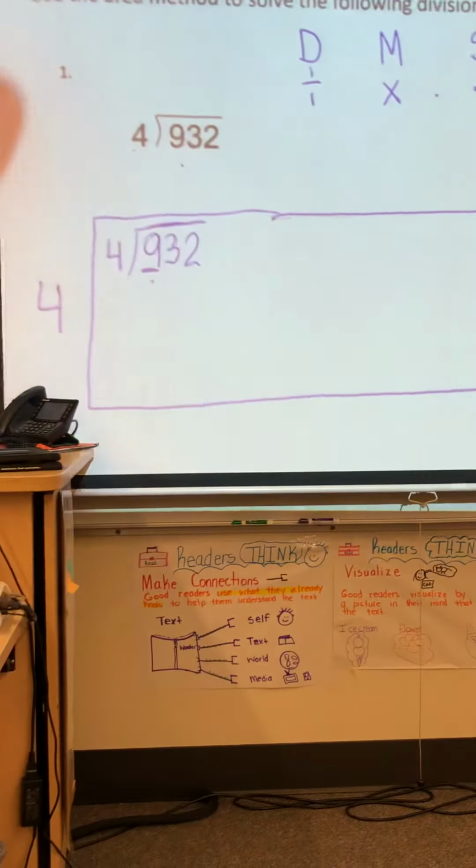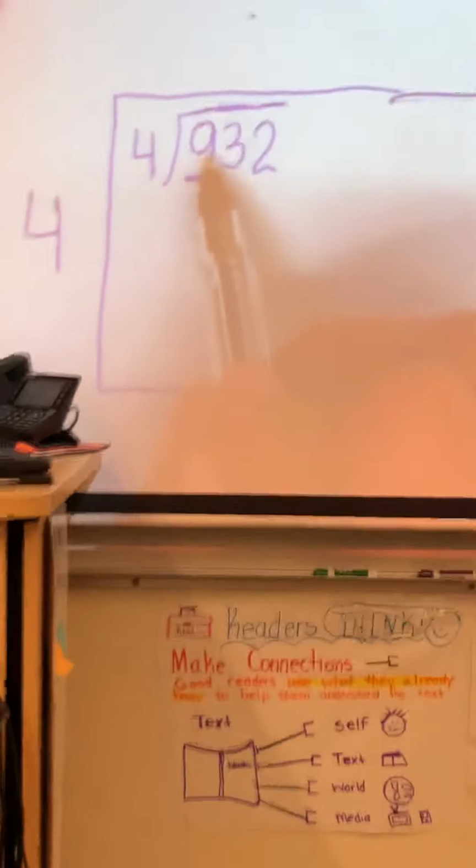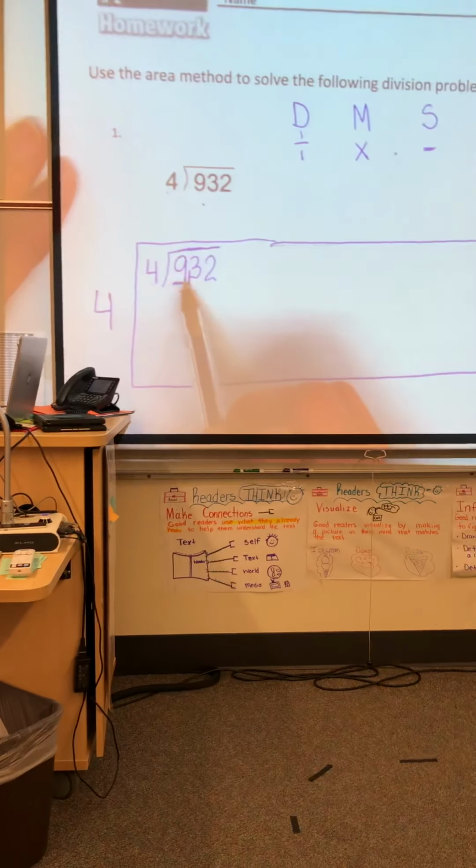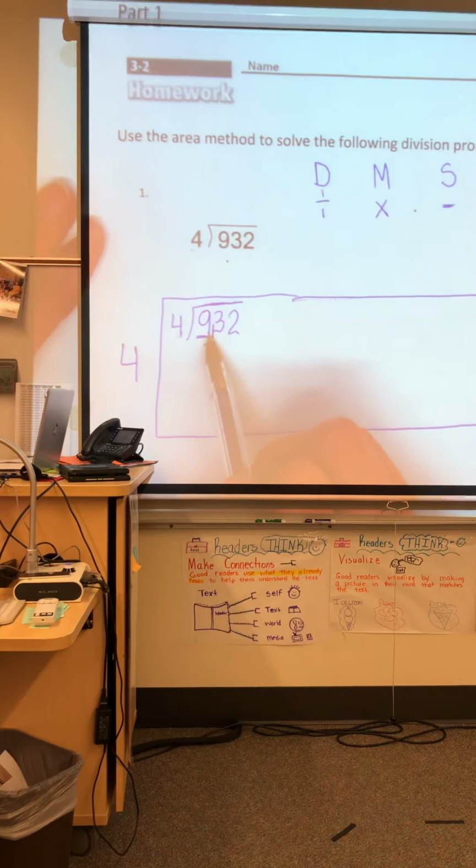I'm going to underline the 9. If I have 4 friends, would 9 pieces of candy be enough for my 4 friends? And it would. So my fence is going right there. I'm really going to think of this as 9 divided by 4 because I don't have count bys all the way up to 932. I'm going to be here all day.